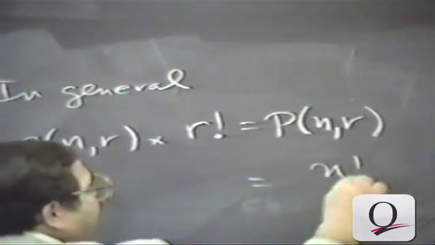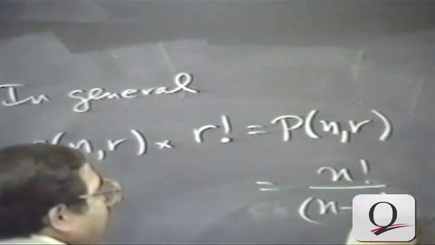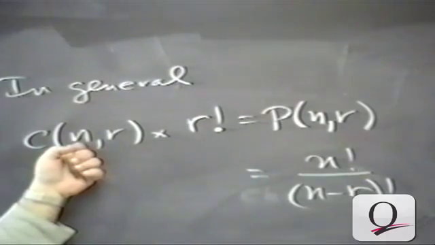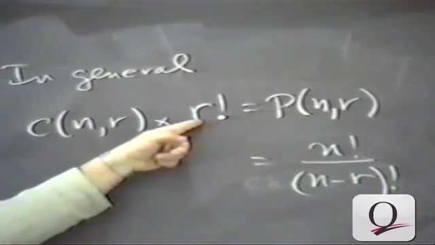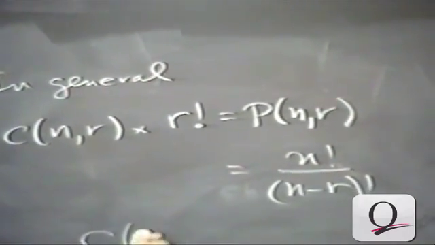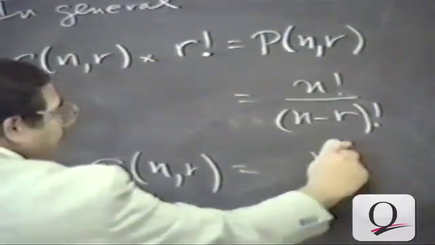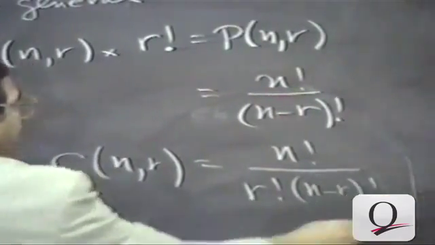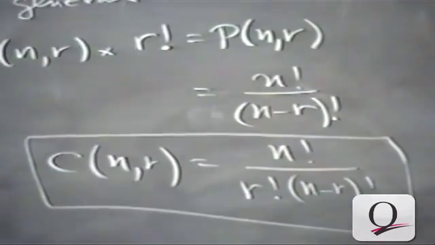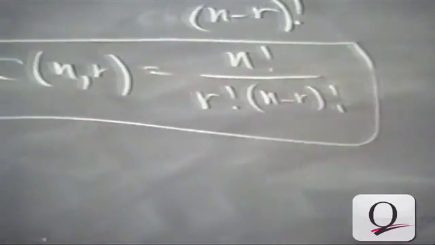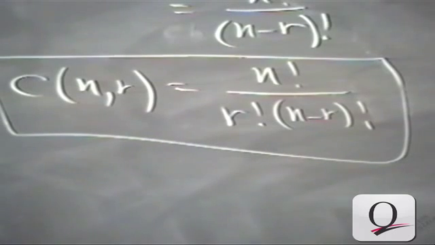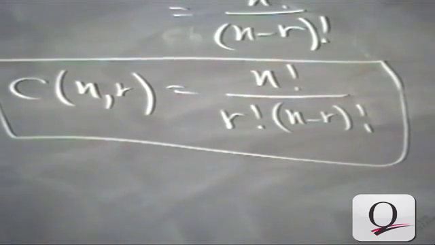I happen to know that this is n factorial over n minus r factorial. So to get CNR by itself, all I will do is divide by r factorial. And that's our combinations formula. So that's a derivation of that. Now let's derive the other permutation formula, Pn; r1, r2, etc.